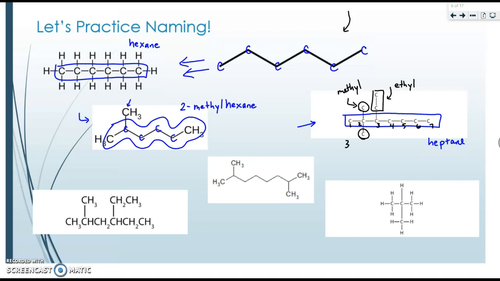So my name has a 3-ethyl because the ethyl group over here is on the 3rd carbon. And then there's actually 2 methyl groups on the same carbon. So this would be 2,2 to tell someone that those groups were both on the same carbon in the longest chain. And then because there are 2 methyl groups, we have to say that it's a dimethylheptane. So 3-ethyl-2,2-dimethylheptane would be the correct name.